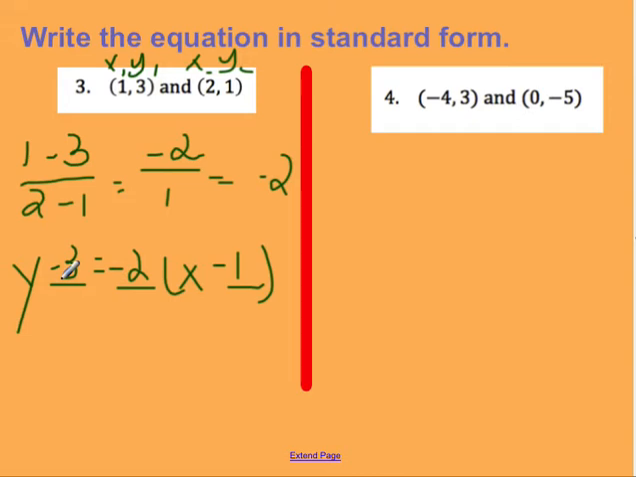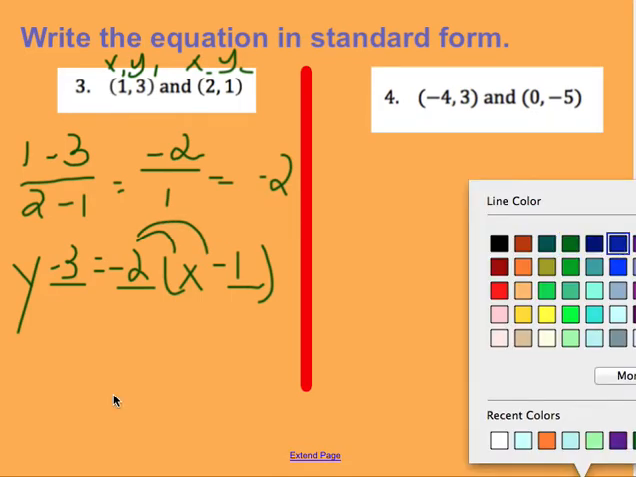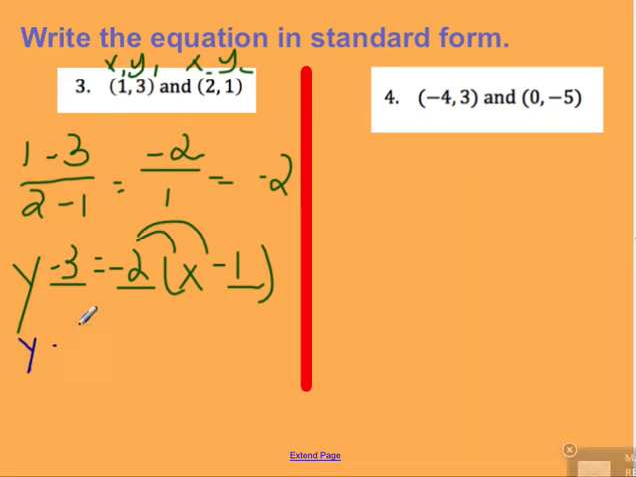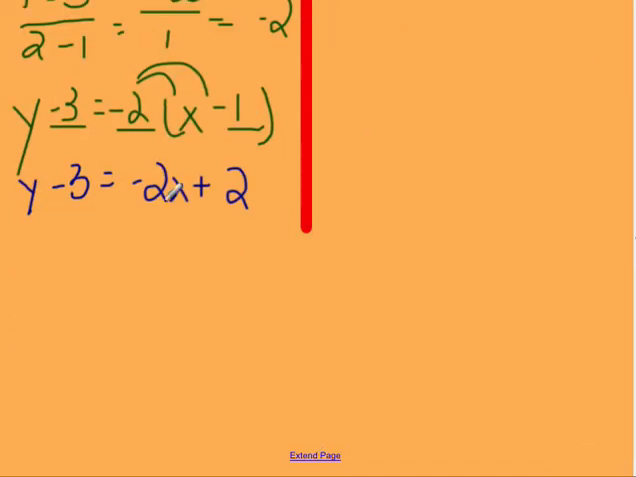Now I want to get these in standard form. So I'm first going to have to distribute. So then I get y minus 3 is equal to negative 2 times x, which is negative 2x, negative 2 times 1, which is negative 2. So now I want to get my x's and y's on the same side. Since it's a negative 2x, in order to get it over to the other side, I need to add 2x. So I'm going to add 2x to both sides.